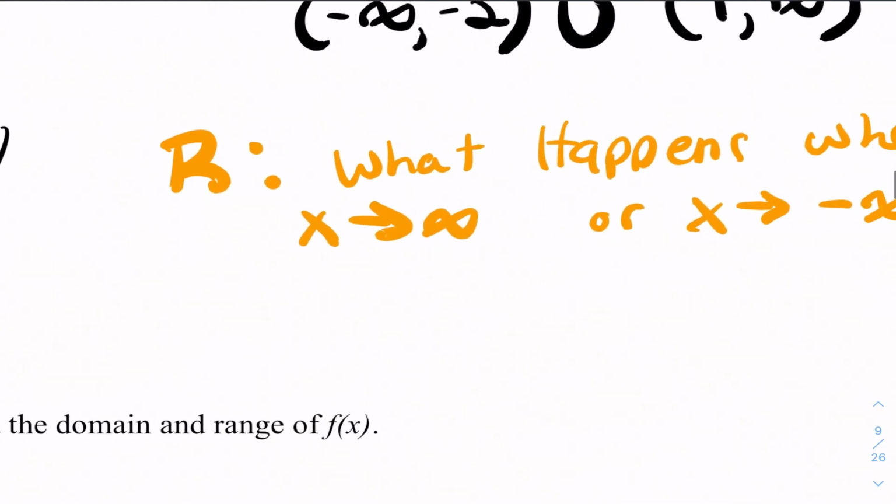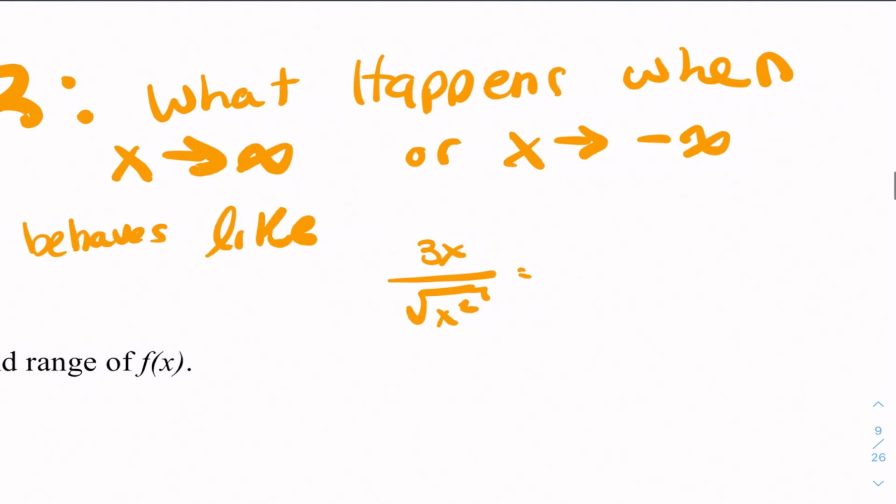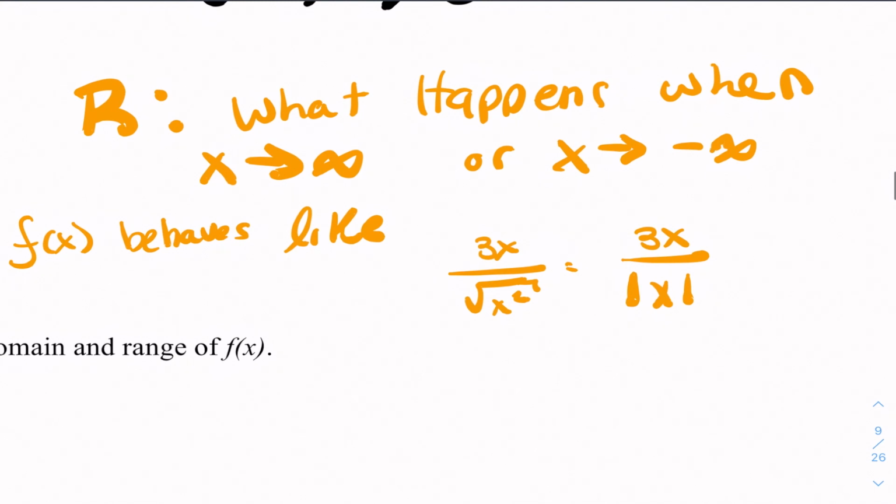So when the numbers get really big, f of x behaves like this function. It would look like 3x over the square root of x squared. Well, we talked about what the square root of x squared would be when we talked about absolute values. So this is what it behaves like. It looks like 3x over, well, the square root of x squared is the absolute value of x. Now, this gives us something to look at.